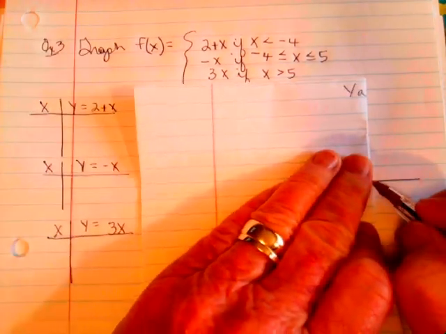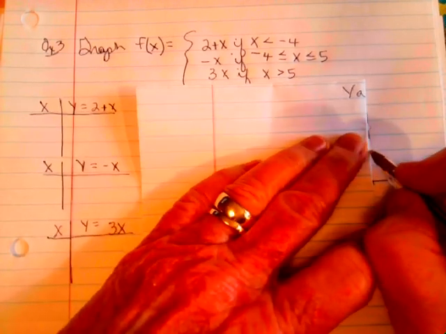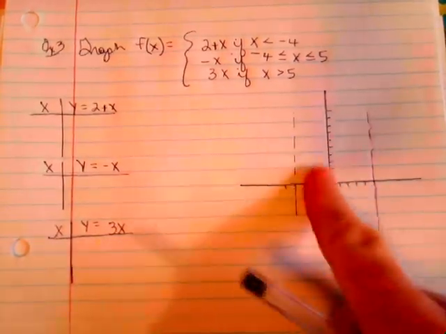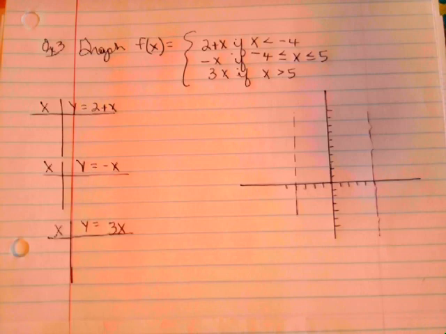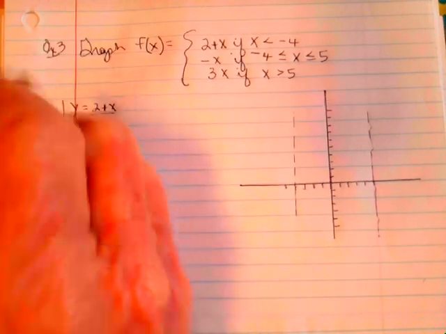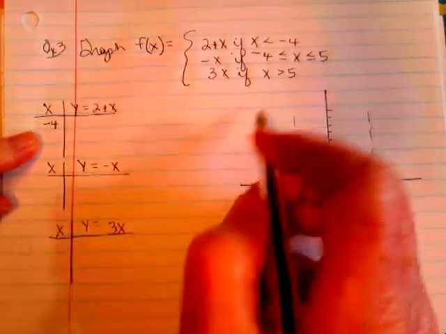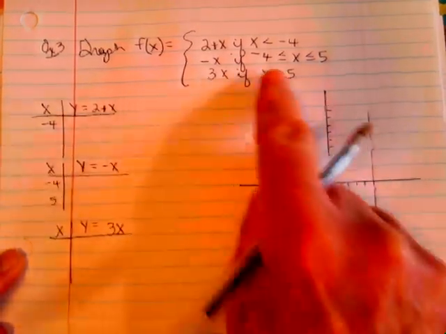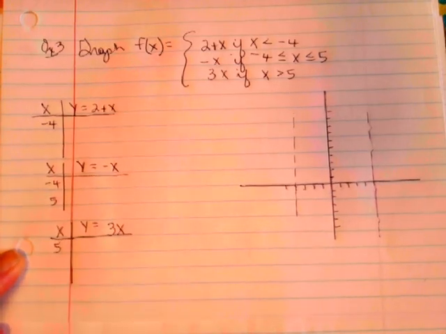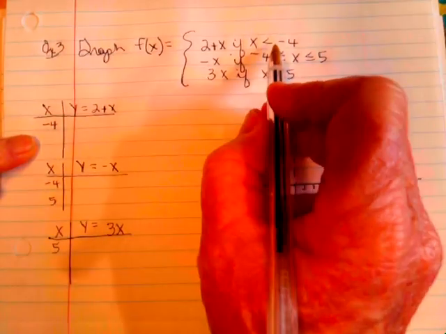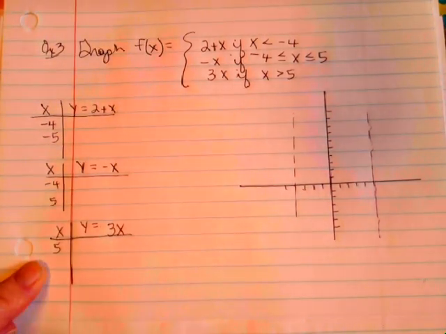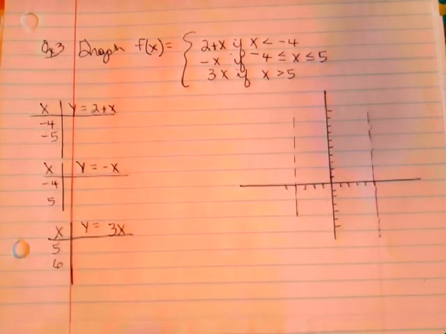And I want to know what's happening to the left. I want to know what's happening right here. I want to know what's happening right here. And I want to know what's happening right here. Plug these numbers into each of your tables. I know for table number 2 that I'm going to use negative 4 and 5 because I'm using both of these. Table number 1, I want something less than negative 4, so there's negative 5. Table number 3, I want something greater than 5, so I'm going to use 6.